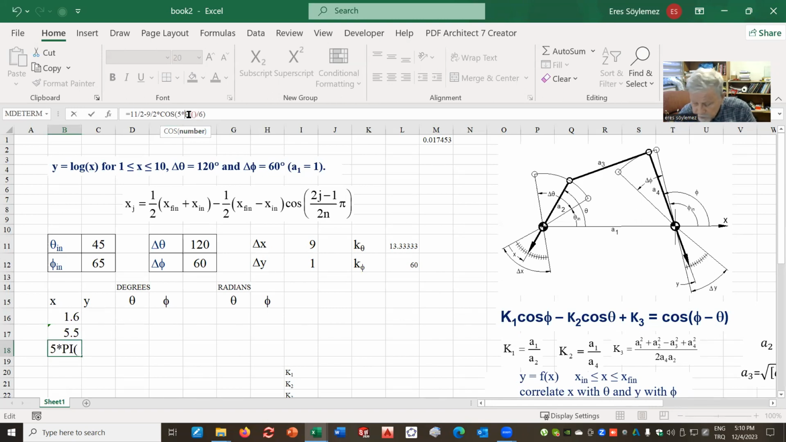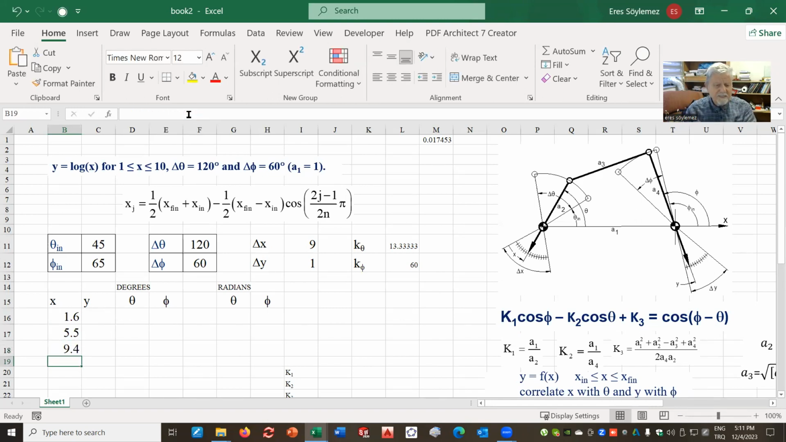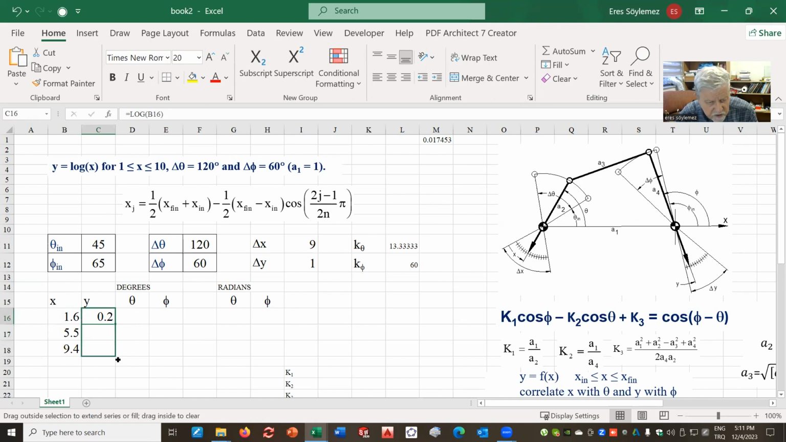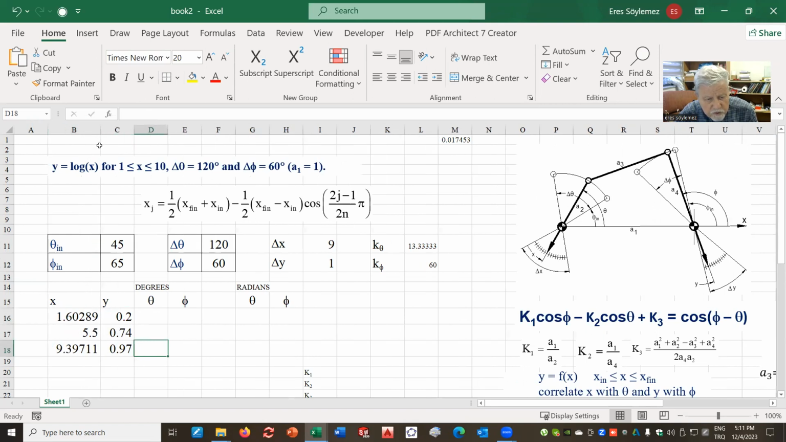5 times pi over 6. These are the 3 precision points at which there will be no error. Then the y will be equal to logarithm of 1.6. By the way, you see 1 digit in here. Actually, Excel performs all these operations in 16 digits.